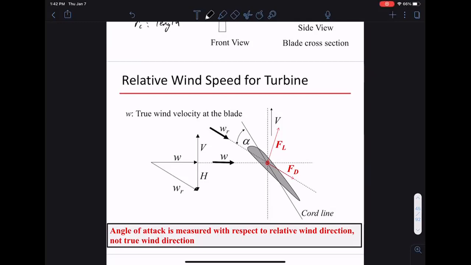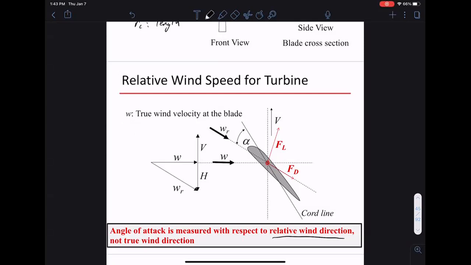So our picture is we have wind coming in. This gets added to the, so this is the true wind coming in. Relative to the ground, you can think of the head speed of the turbine blades as always moving downwards. So this is our relative wind speed. Especially when we talk about the angle of attack, it's always with respect to the relative wind direction. The angle of attack is not defined with respect to the true wind, not with respect to the ground. It's defined with respect to the relative wind direction.